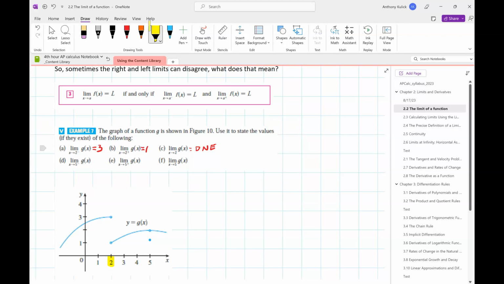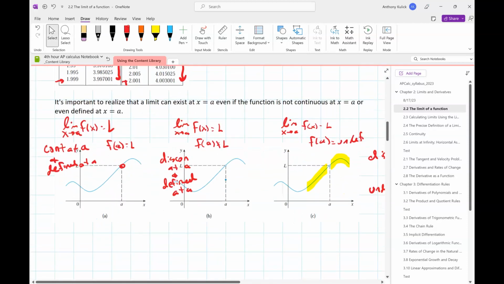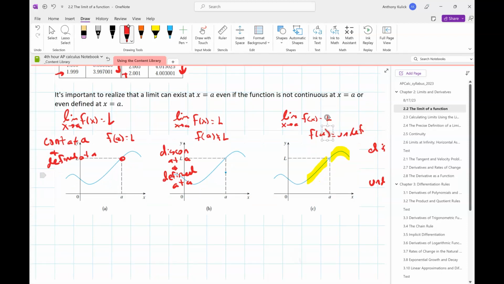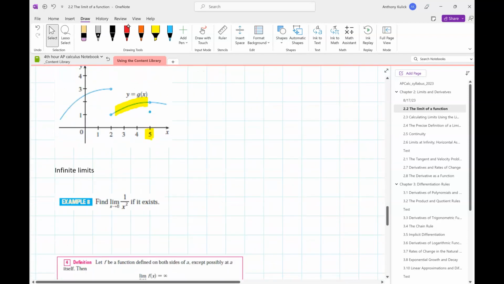Let's see. We have x approaches 5 from the left. So 5 is here, and we go from the left. It looks like that's going towards, I think that's 2 though, right? Is that an open circle? We already looked at that when we went back here. These all had the same limit, even though one's continuous and defined, one's not continuous but defined, and the other is not continuous or defined, but they all had the same limit.